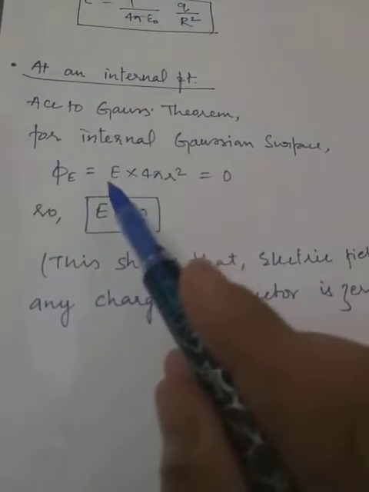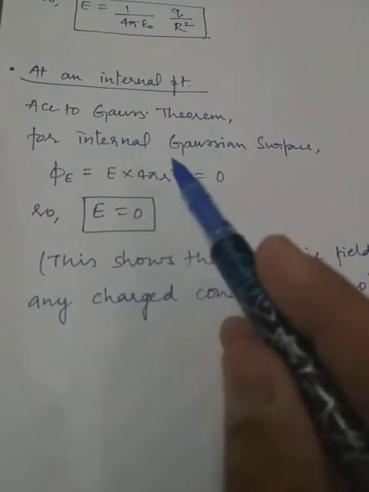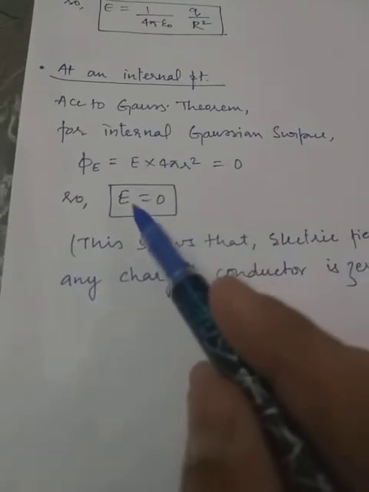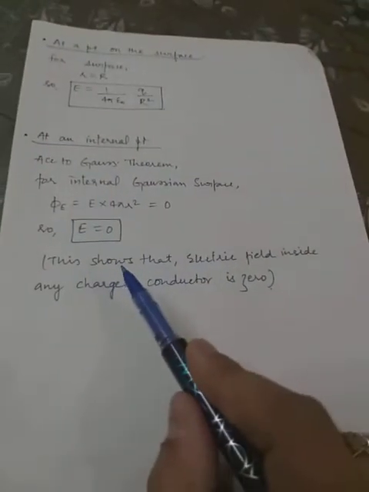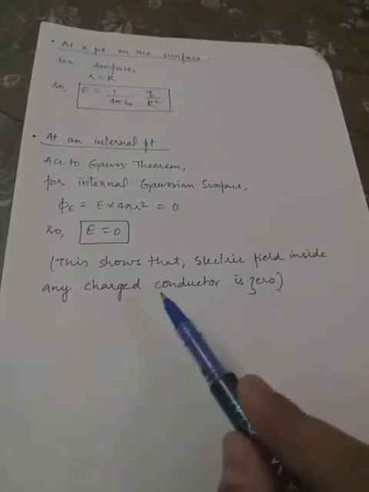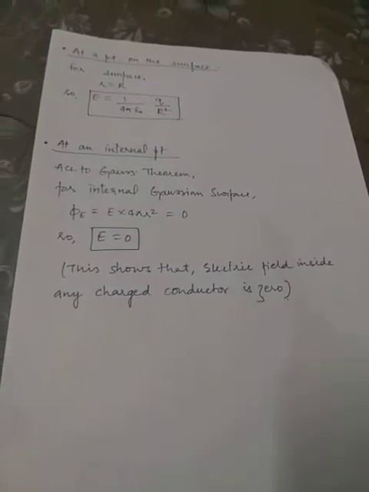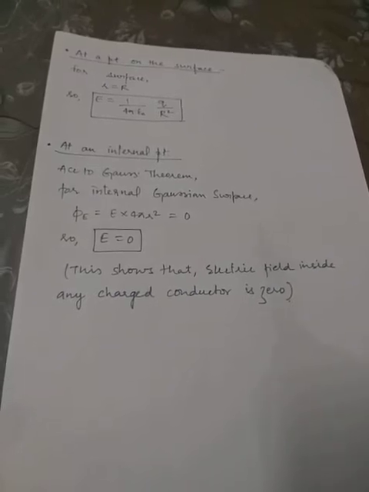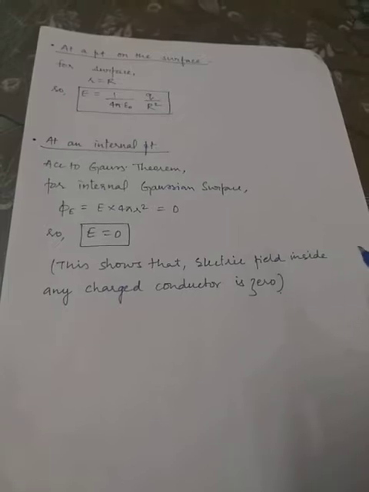So the product of two things is equal to 0. 4 pi r square can never be 0. So E will be 0. This states that the electric field inside any charged conductor, note down, any charged conductor, is always 0. Means any charged conductor can behave like electric shielding.